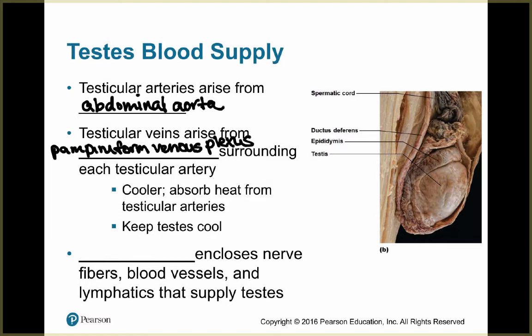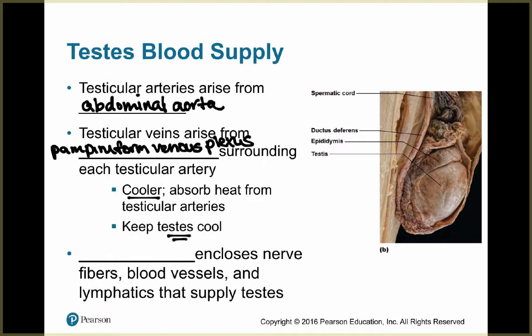This is surrounding each testicular artery, and it helps a lot. It helps to basically keep it cooler. It can absorb heat from the arteries, and that essentially will make sure that the testes remain cool.